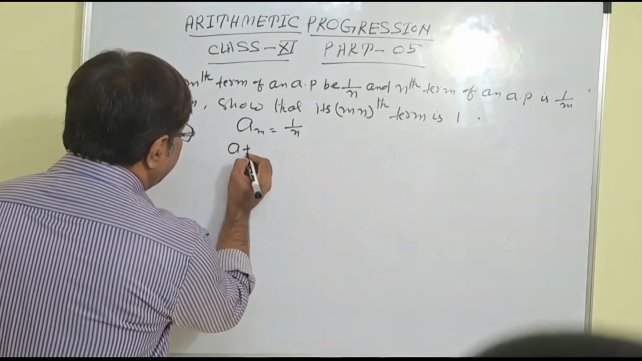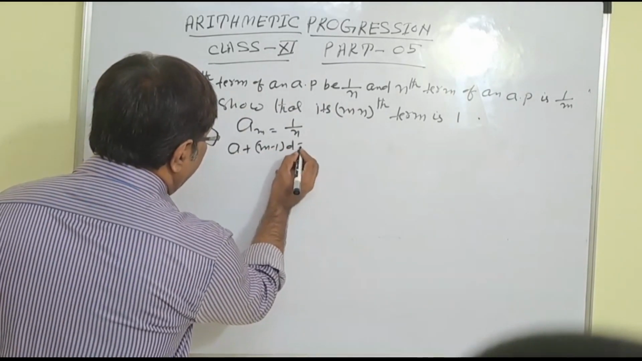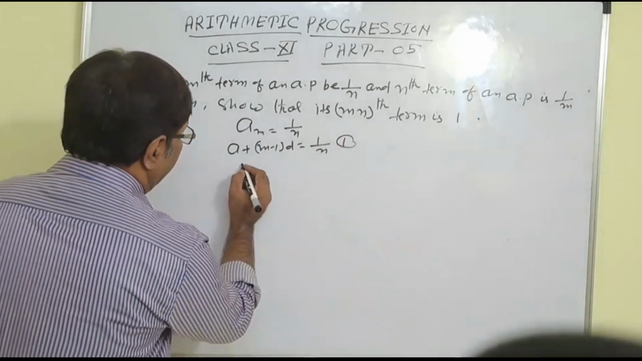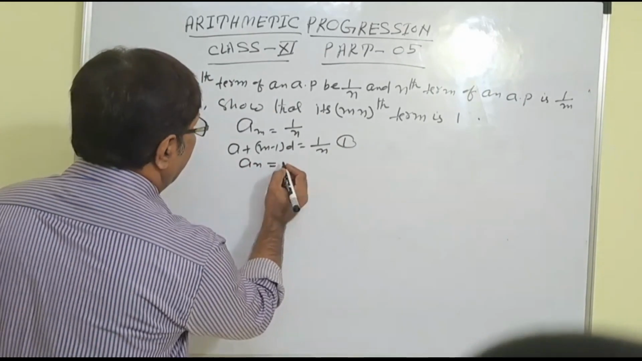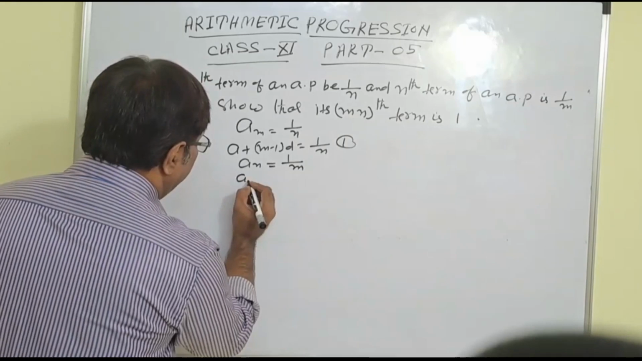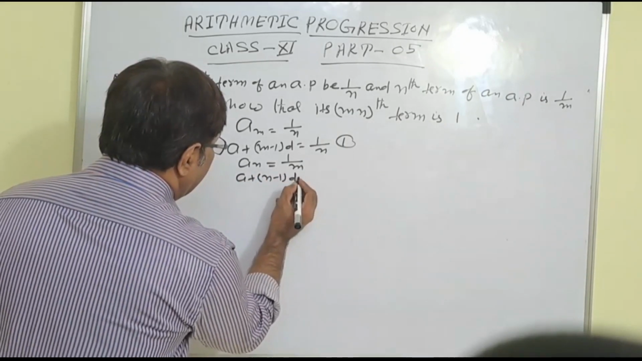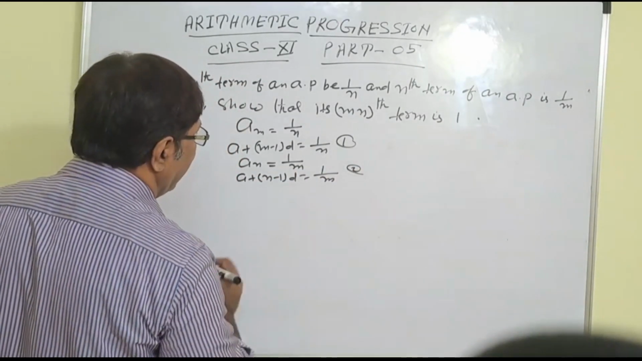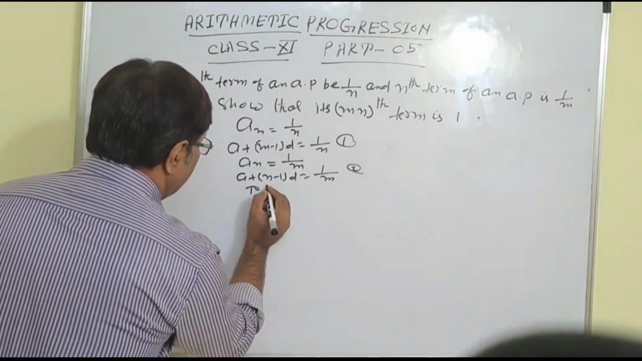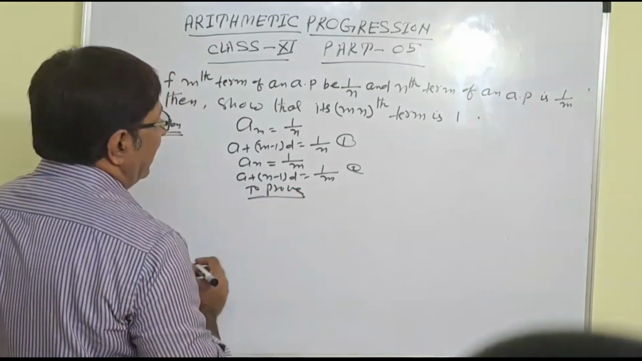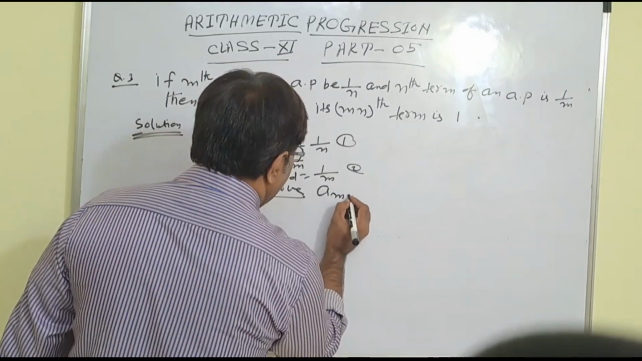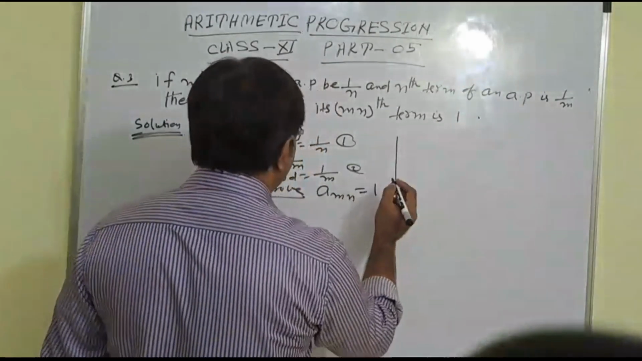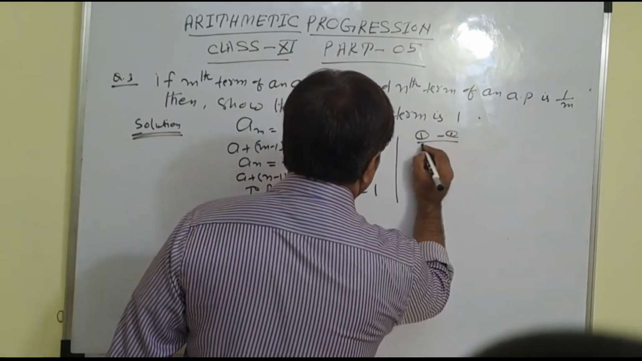So we can write A plus M minus 1 into D equal to 1 by n. Similarly, nth term of an AP, that means A_n is given what? 1 by m. So A plus N minus 1 into D is what? 1 by m. Okay. Then the mnth term. So we have to prove, to prove the mnth term, that is A_mn equal to what? 1.